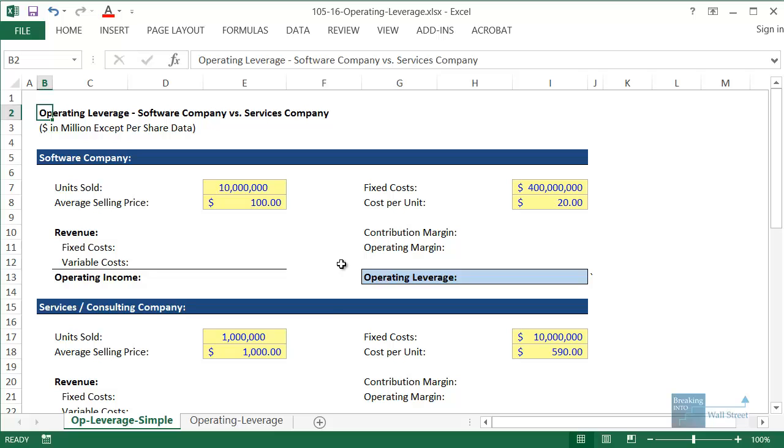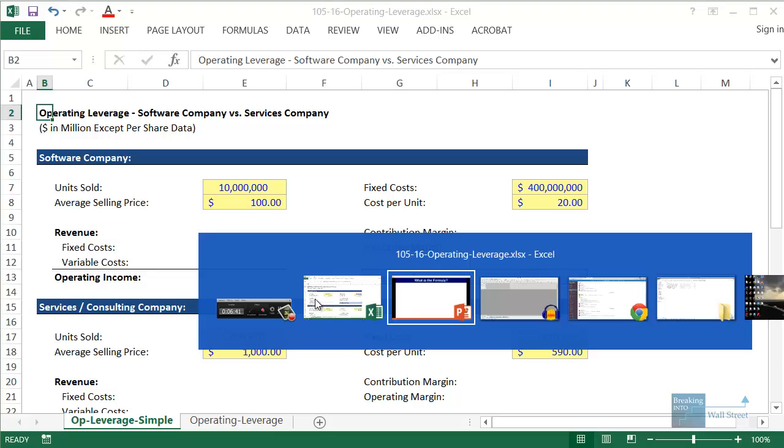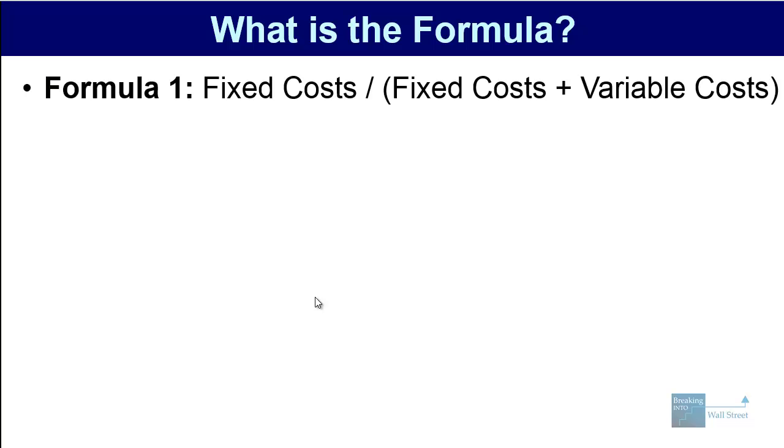Now, we're going to go into the formula for it, and I'm going to show you a few ways to calculate it. We're also going to go into Excel in this part, and I'm going to show you firsthand what this might look like for a software company versus a services or consulting company. As I said, there are multiple different formulas, but we'll go through a few of the most common ones here.